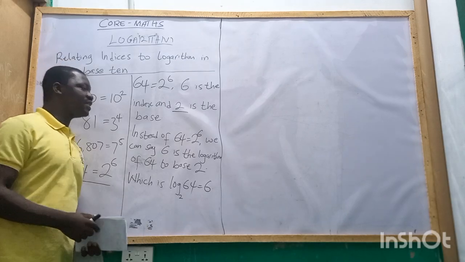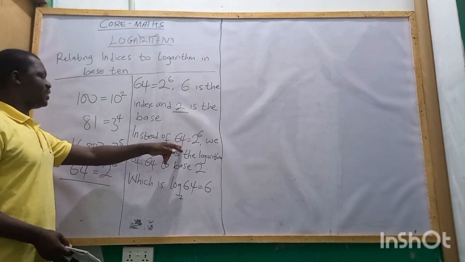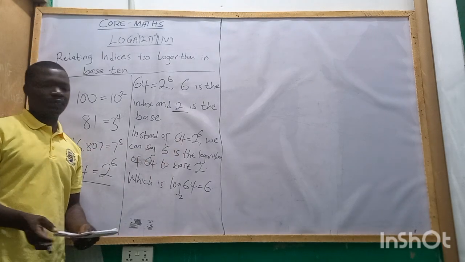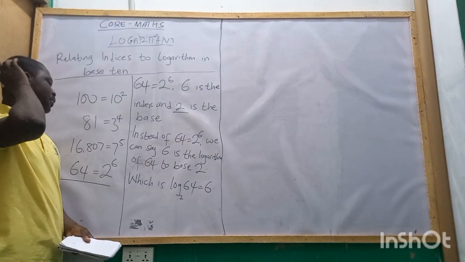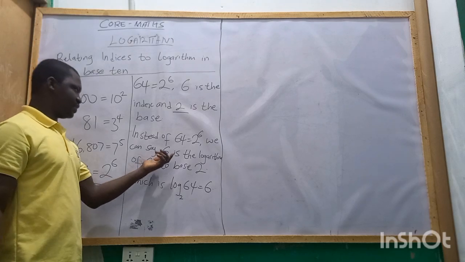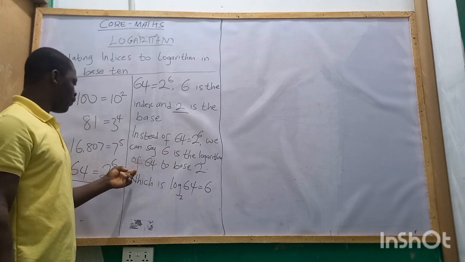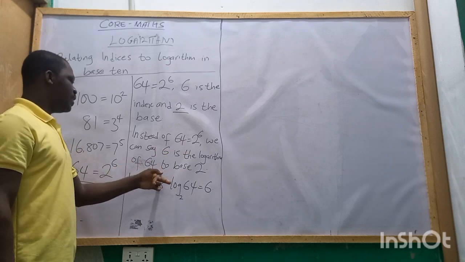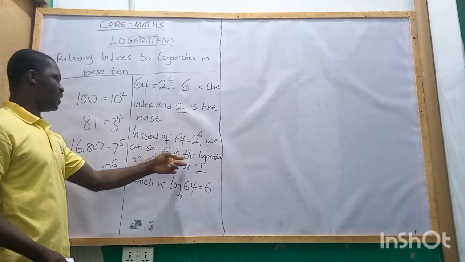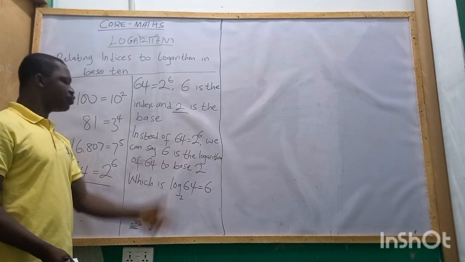If you want to write it in log form, or translate this 64, which is equal to 2 exponent 6, to log, it's very simple. So we can say that 6 is the logarithm of 64 to base 2.